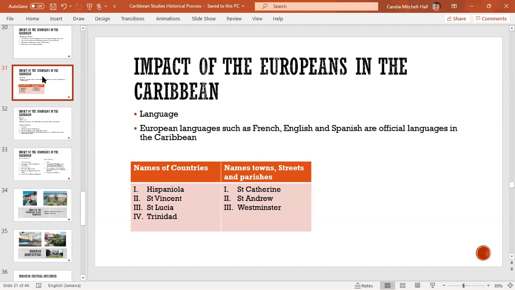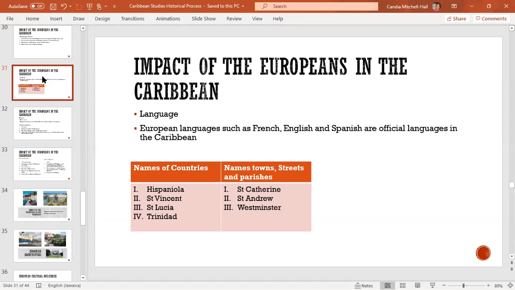However, what is pushed in the school as language of instruction and doing business is the European languages. Languages such as French, English, and Spanish, and that is still prevalent today in the Caribbean.